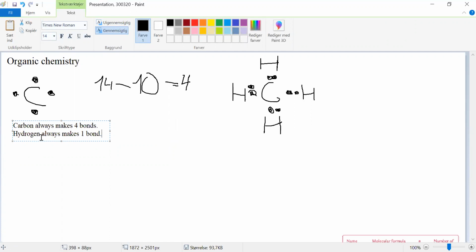Are there any questions now about the electron dot structure or anything? Oh, okay. Then I think we'll proceed.